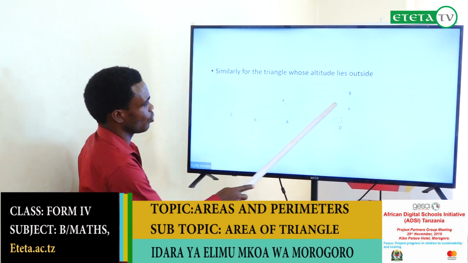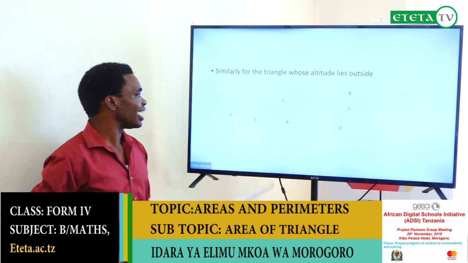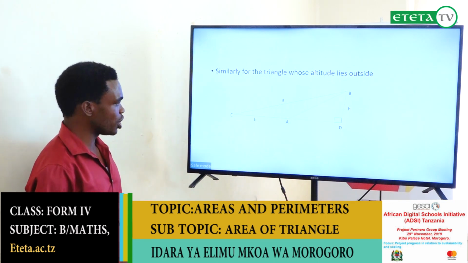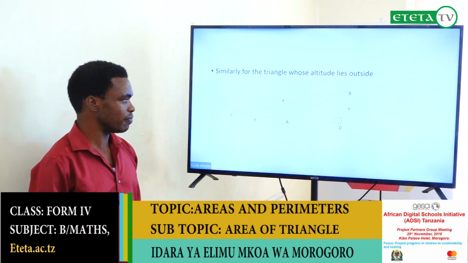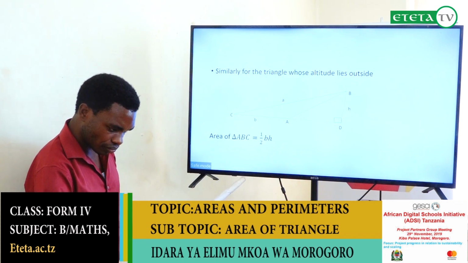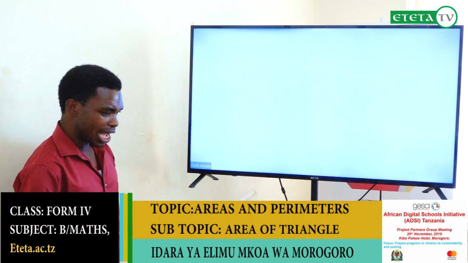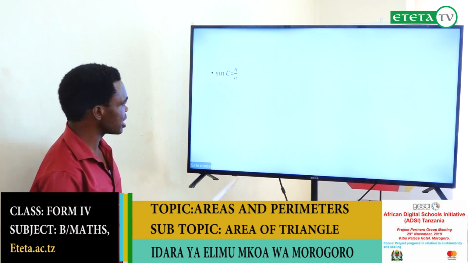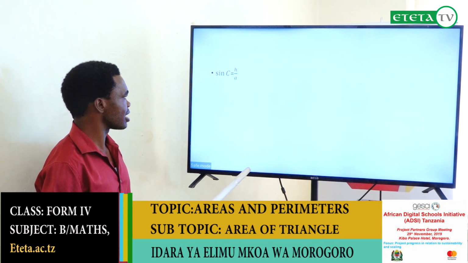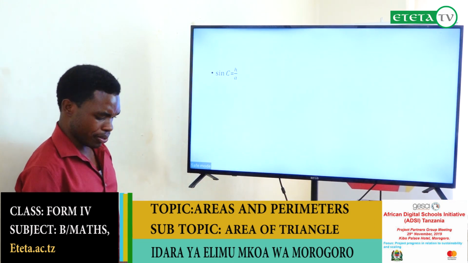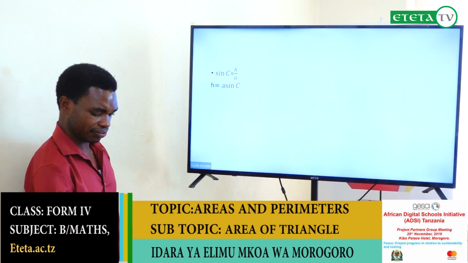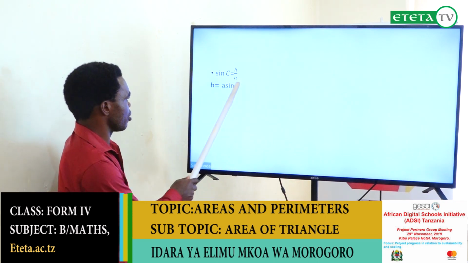Therefore, we can relate what? The opposite and the hypotenuse. This one is the hypotenuse and this one is the opposite. So we use the same concept of trigonometric ratios, where we apply sine of this angle. If we do so, sine of C will be equal to H over A. As we said, A is the hypotenuse, while H stands for the opposite. Now, making H the subject, H will be equal to A sine of C.